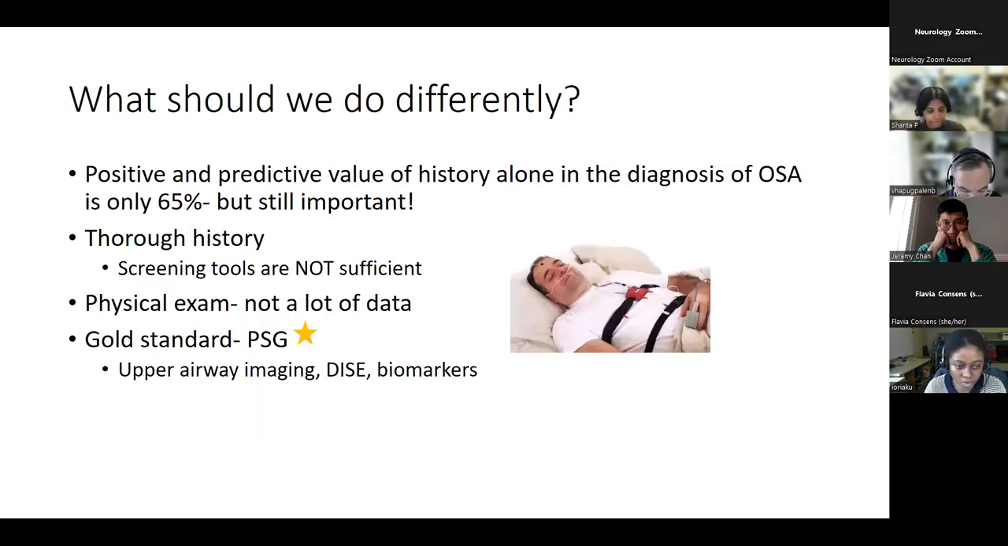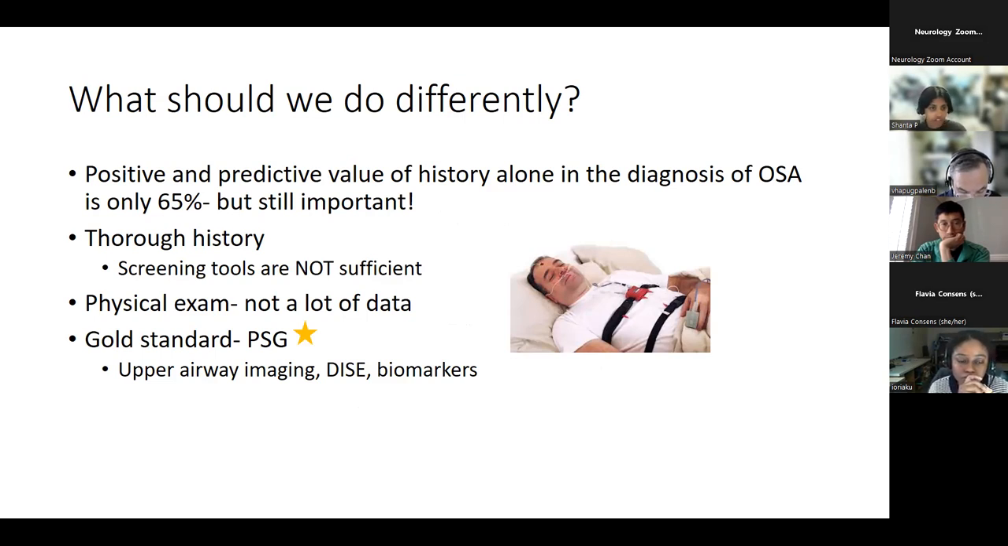And so that leads me to: what should we do differently? Did anything I learned really change my practice? I don't think anything that I saw was really that groundbreaking. It was things that we could have assumed, but I didn't know there were actually studies that backed it up. There was one study that said there was a positive predictive value of 65% from history taking alone, which is not great, but it's still very important to do.